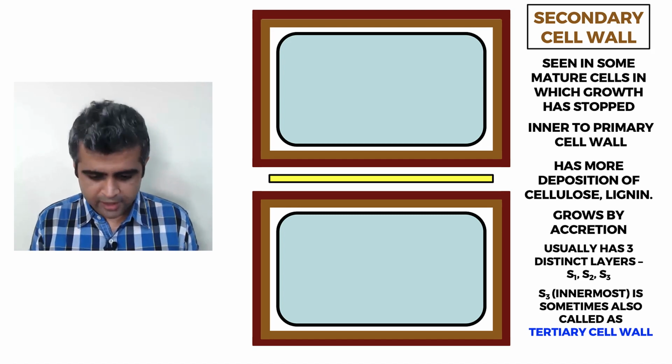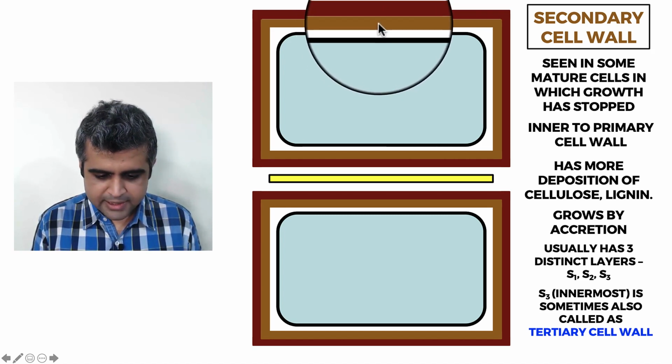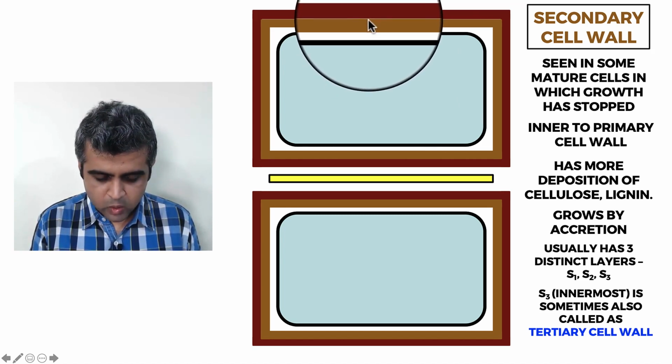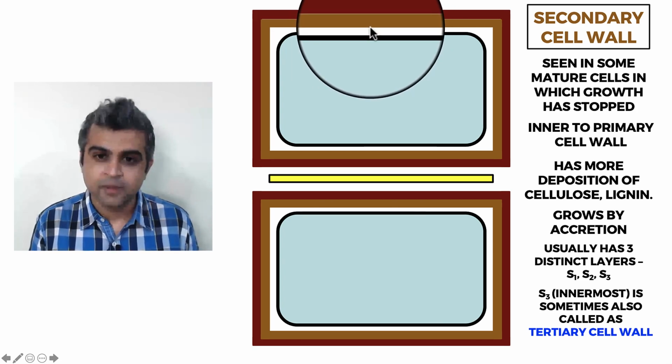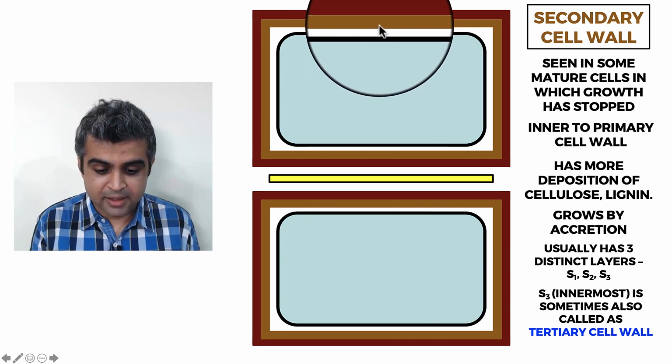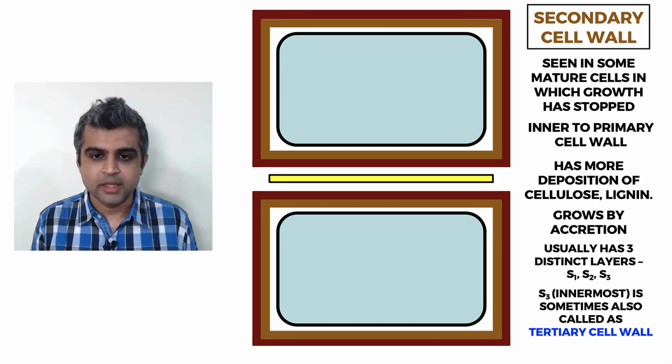So just to clarify, ये जो तुमको इधर दिख रहा है, ये प्राइमरी सेल वॉल है, ये सेकेंडरी सेल वॉल है लाइट ब्राउन का, उसका सबसे बाहर वाला S1 है, बीच वाला S2 है और अंदर वाला S3 है. जो सबसे अंदर वाला S3 है is sometimes also called as the tertiary cell wall.